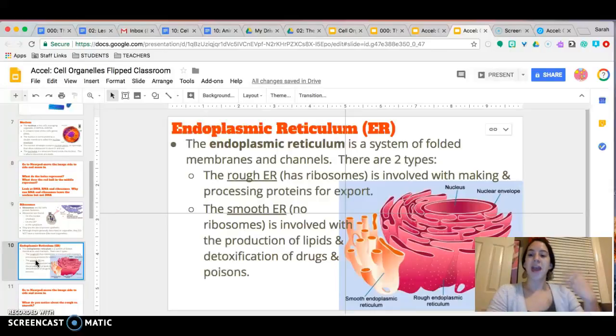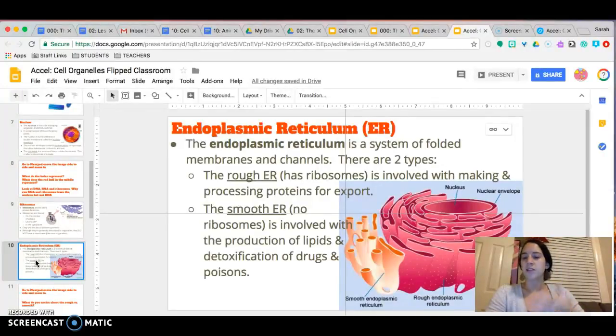The rough ER, which has ribosomes in it, is involved in making and processing protein for export, which means that they're eventually going to be moved out of the area of the endoplasmic reticulum to other areas of the cell. The smooth ER, which has absolutely no ribosomes on it, is actually involved with producing lipids and then detoxifying of drugs and poisons that are in the cell.